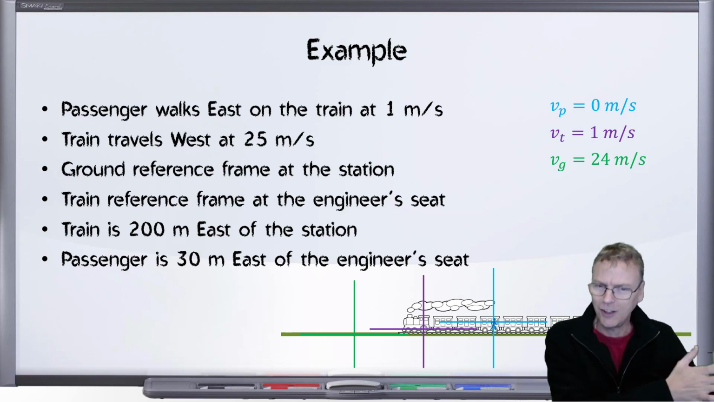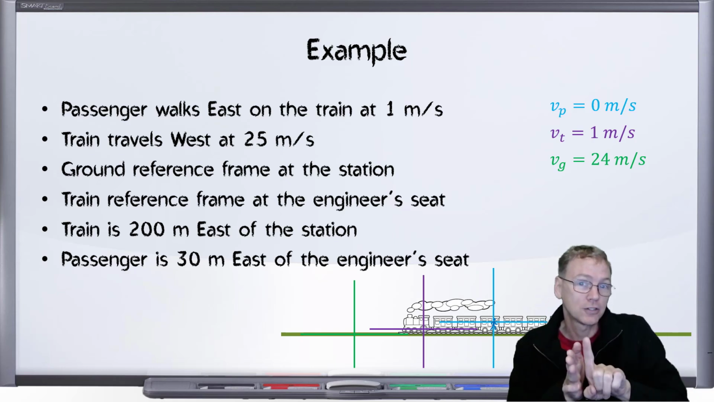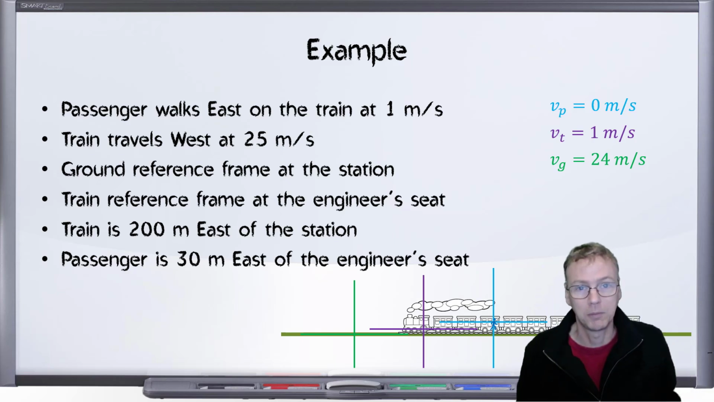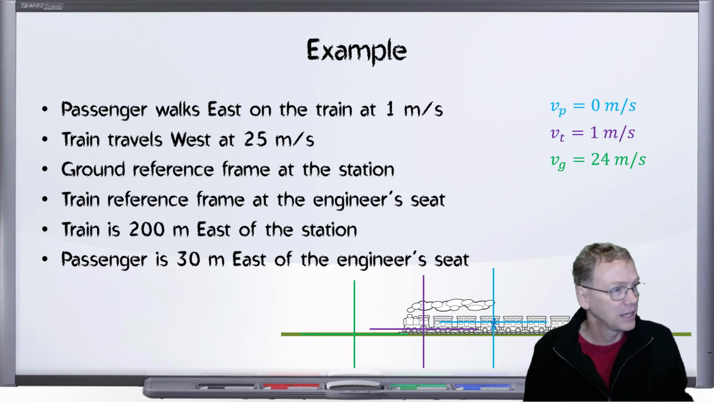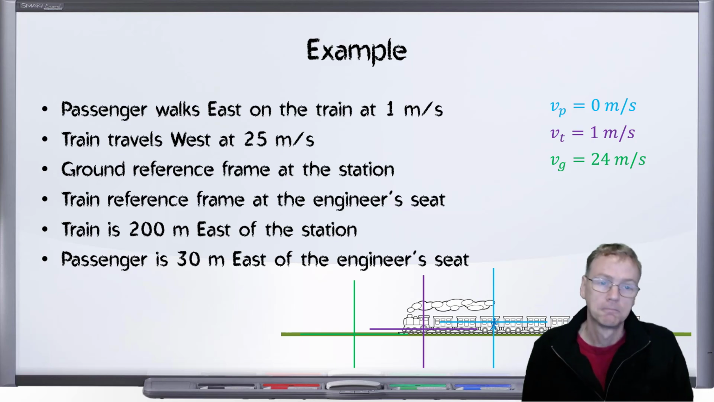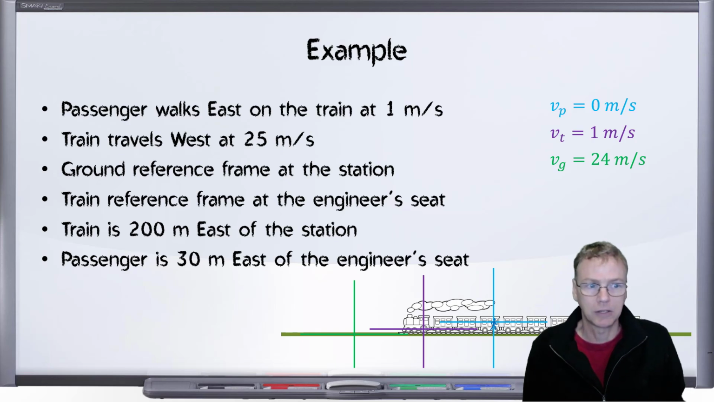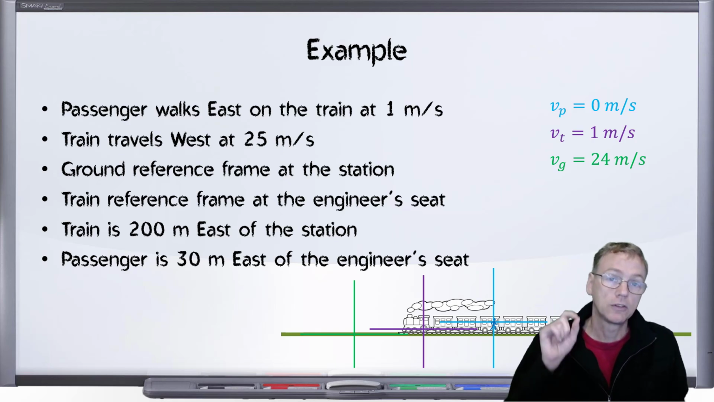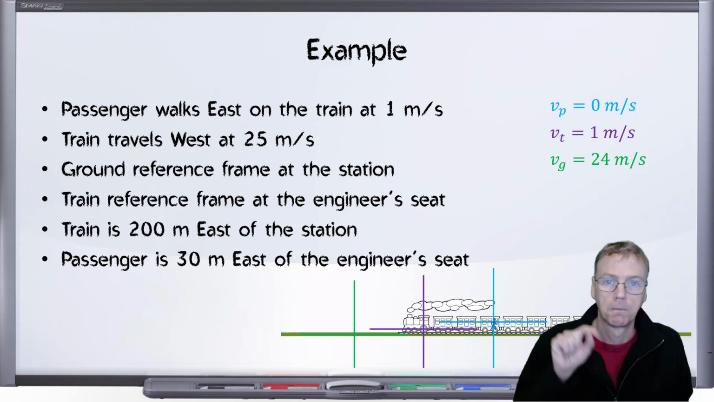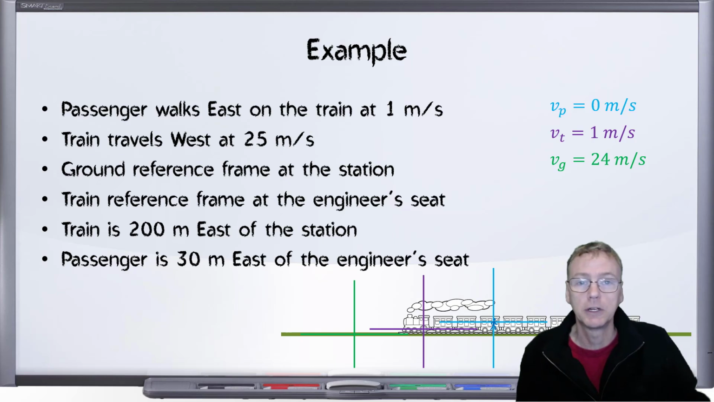This is the train itself, getting closer to the station at 25, but the passenger is walking away at 1 meter per second. So once again, let me say it one more time. What reference frame is the passenger in? That doesn't make any sense. That's not a question that makes sense. You could say, what is the speed of the passenger in the reference frame of the train? That we could say, and here it is. It's 1 meter per second.